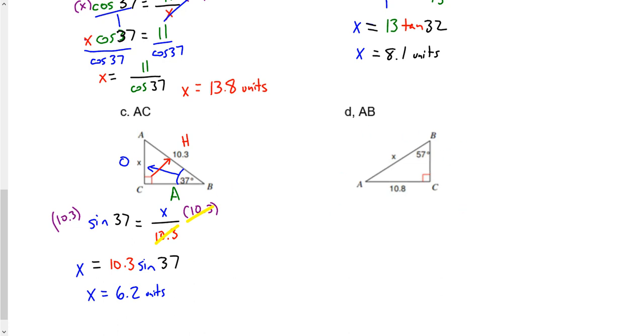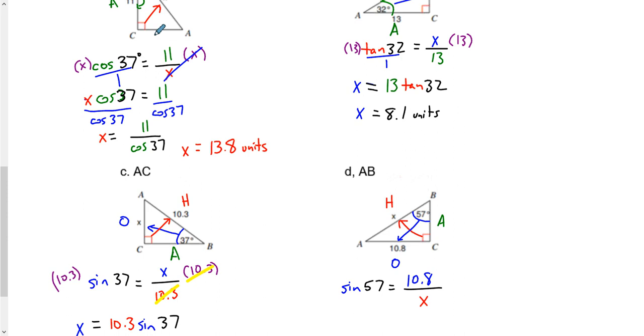And our last example, let's see, that is our hypotenuse. In relation to the angle that we have, this would be our opposite side. This would be our adjacent. The ratio that uses opposite and hypotenuse is once again our sine ratio. So the sine of 57 would equal our opposite side, which is 10.8, divided by our hypotenuse, which is x.